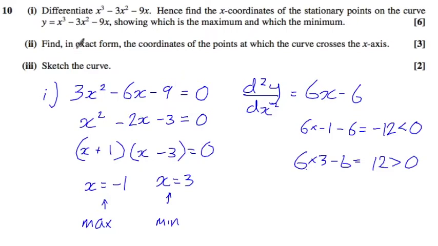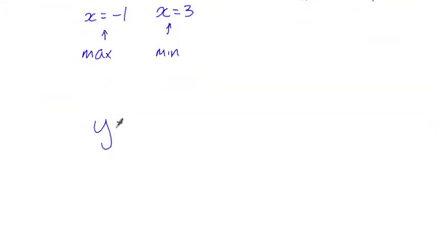So now they want us to find, in exact form, the coordinates of the point where the curve crosses the x-axis. So we're going to have to set the curve to 0 and try to solve that. So we've got y equals x cubed minus 3x squared minus 9x. Let me just double check that.